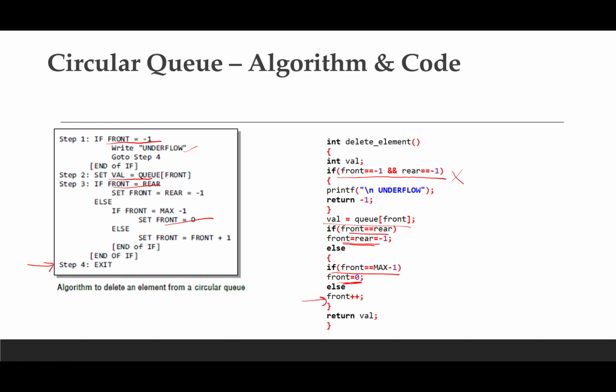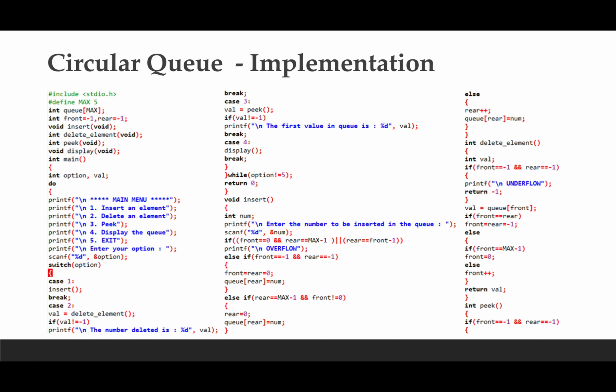So this is the code and algorithm for the circular queue, and this is the whole code. We have declared the queue size as MAX. Then we have assigned front is equal to minus 1, declared as a global variable here, so we can use it in any function. Then we are declaring the functions insert, delete, peek and display. Inside the main function we are using the switch case statement.